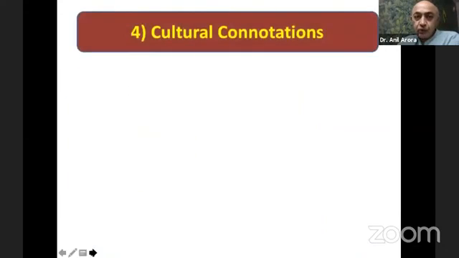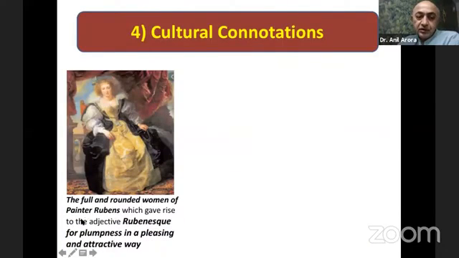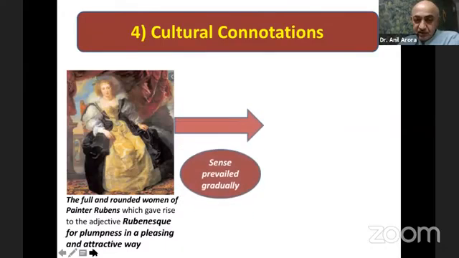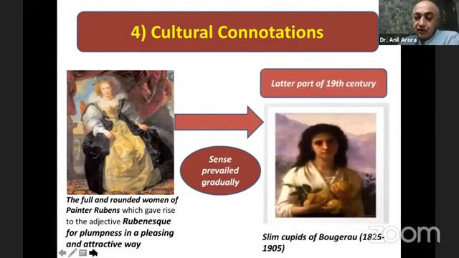The third reason why obesity was thought to be good was the cultural connotation. In fact, the painter Rubens always would depict full and rounded women, which came to be called Rubenesque. That means something which was plump. It was in a pleasing and attractive way that these plump women were referred to as Rubenesque. But subsequently, the sense changed, and from 1825 to 1905, slim cupids or figures were considered to be better in the latter half of the 19th century.